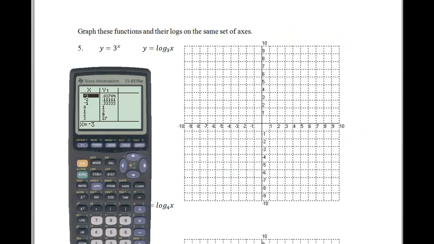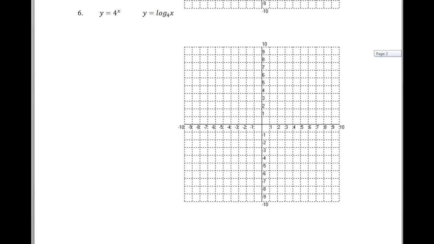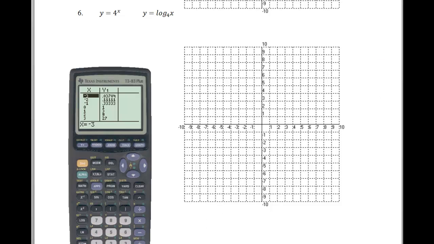All right, move on to the bottom part here. Let me get my calculator back on the screen. And instead of 3 to the x, this is 4 to the x. So let's look at our table here. This is going to go off the screen more quickly than the other one. So let me graph -3 through 1. So this is for my y equals 4 to the x power.